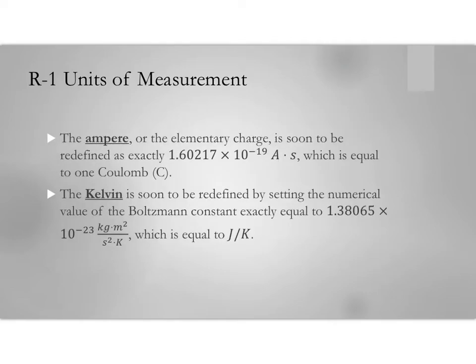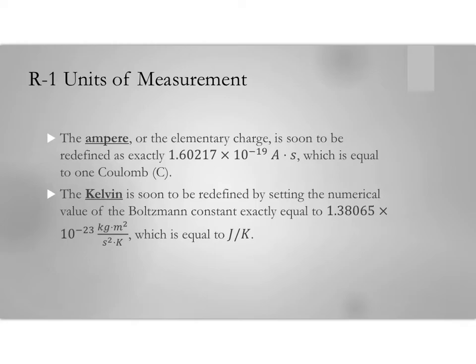The next unit is the ampere, which is the measurement of elementary charge. It's soon to be redefined as exactly 1.60217 times 10 to the negative 19th amp seconds, which is equal to 1 coulomb, the measurement of actual charge. But amp is the base unit, and there's seconds in there, which makes this, again, constant and defined, or definite, because it is based on the second as well, essentially.